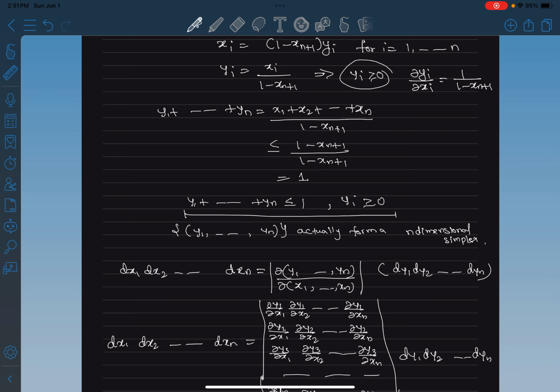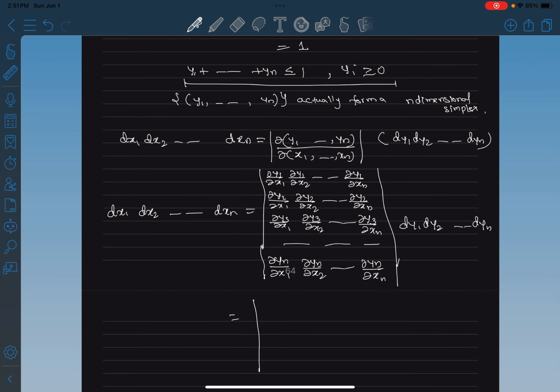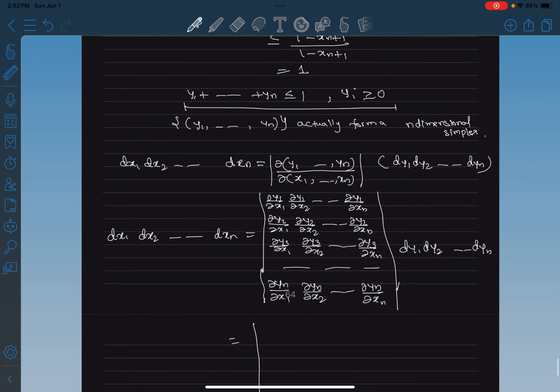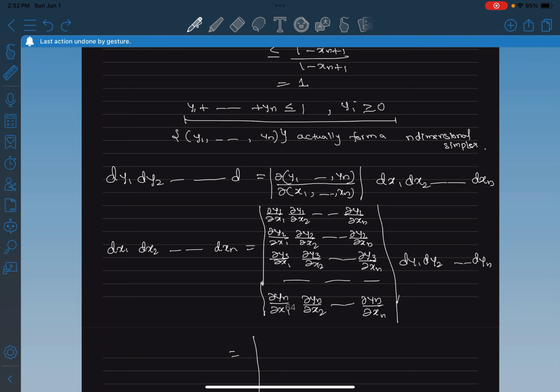Actually, it turns out I'm writing the order in a different way. Okay guys, there's a slight mistake again. I'm writing it in the wrong manner, and I'll justify why this is wrong. Just a second. There will be dx1, dx2, all these things over here. I actually mess up a lot, sorry.